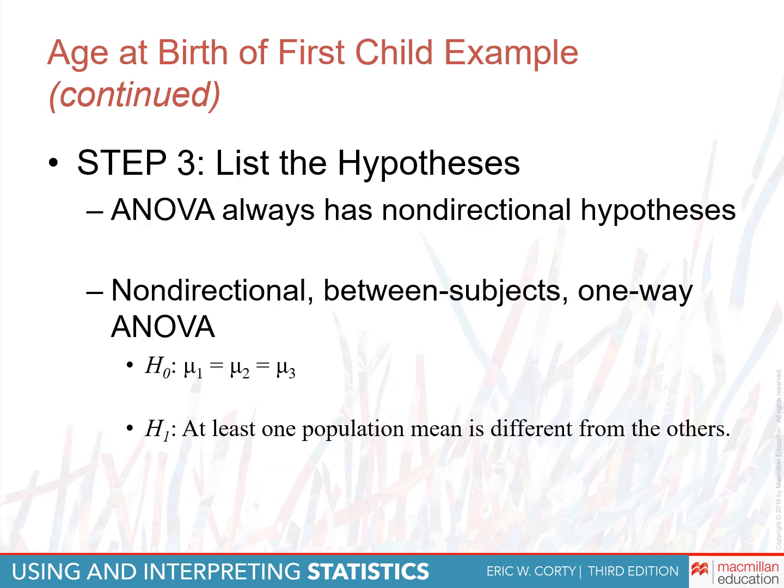Now it's time for us to list our hypotheses. And when we do ANOVA, unlike some of the other tests that we did where we have one-sided or one-tailed or two-sided or two-tailed tests, we always do a two-tailed test here. We never have directional hypotheses when we're talking about ANOVA. So our null hypothesis is going to say that the means of our three groups are the same. So mean 1 is equal to mean 2, which is equal to mean 3. Our alternative hypothesis is going to say at least one of the population means is different from the others. We don't know which one, so we're not making predictions about which one is different. At this point, all we're saying is that at least one of the means is different from the others.